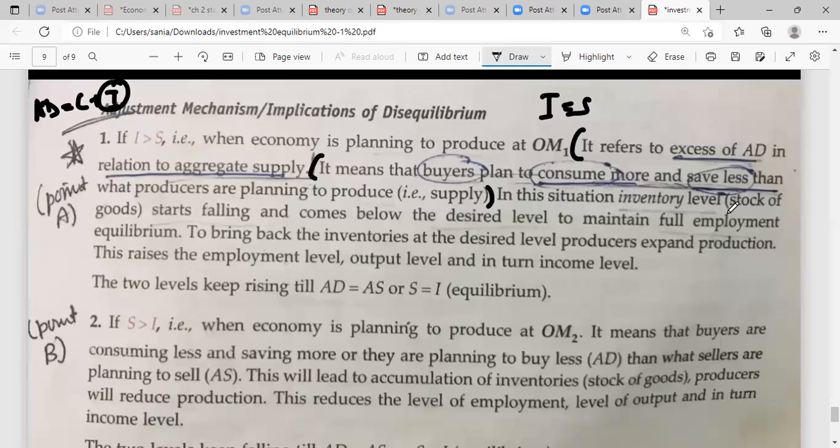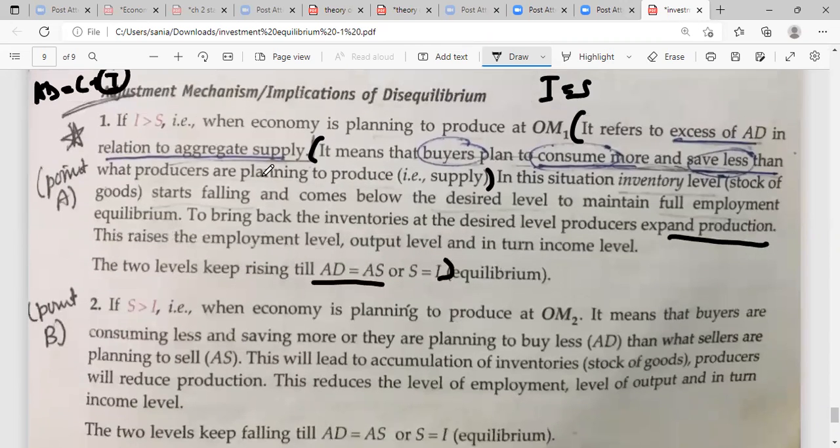In this situation, inventory level, that means stock of goods starts falling and come below the desired level to maintain full employment equilibrium. To bring back the inventories at the desired level, producer expand production, because right now people are investing a lot. So the producer will expand the production, and because of this employment level, output level, and income level will increase. They keep on increasing till AD become equals to AS, or S become equals to I. Clear?